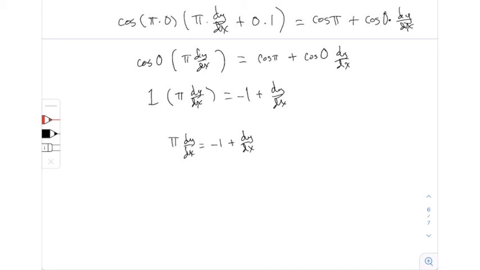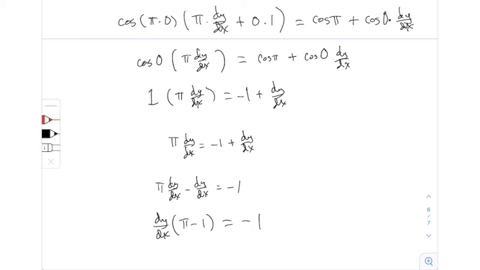Yeah, put everything that has a dy dx on one side. So maybe I'll put them all on the left side. Subtract the one which is on the right, subtract it over. So it'll say pi dy dx minus dy dx equals negative 1. And then he said factor it out. I think what he meant was this. Dy dx times pi minus 1 equals negative 1.